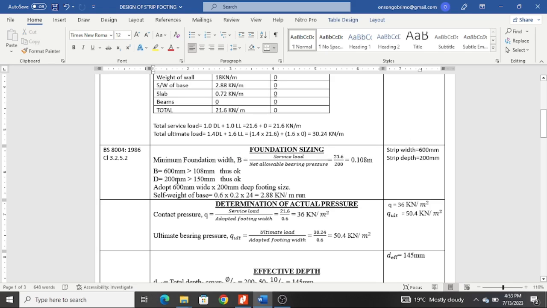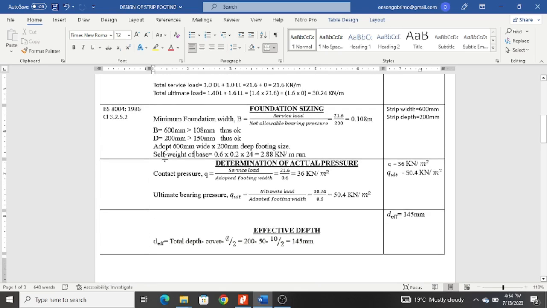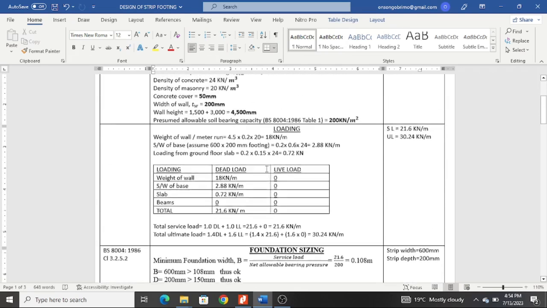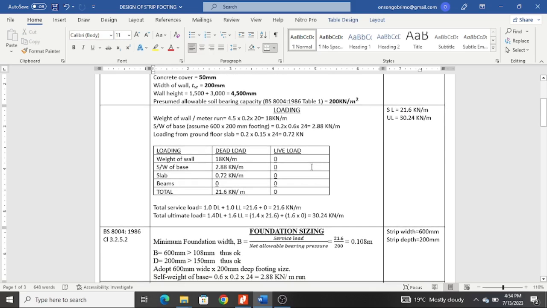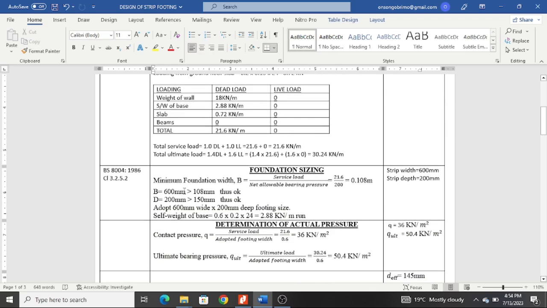Also for the depth, from the clause we have read here, the depth must be greater than 150. So the 200 that I had initially sized is also okay. Therefore, we say that we adopt 600 millimeters wide by 200 millimeters deep size of our footing. From there, you can obtain the self weight of the base as 2.88 kilonewtons per meter run. Basically, the same that was obtained here. Therefore, that shows that we are able to do the initial sizing of our footing well, and it has been able to pass all these tests that we have checked with the British Code.